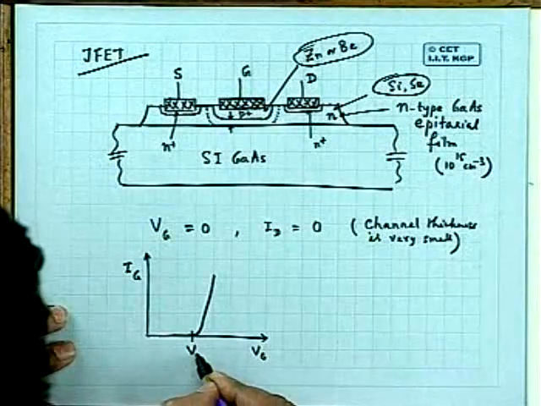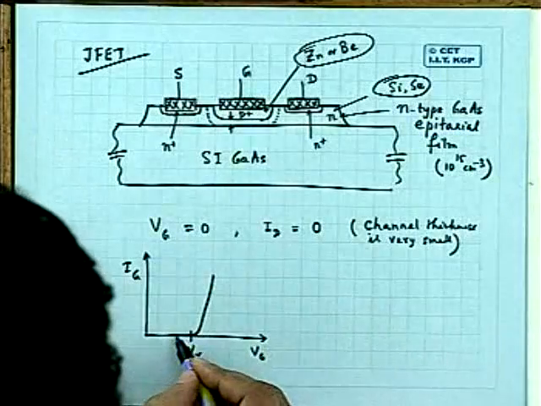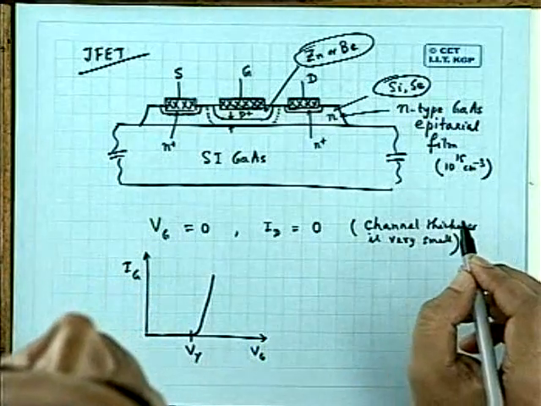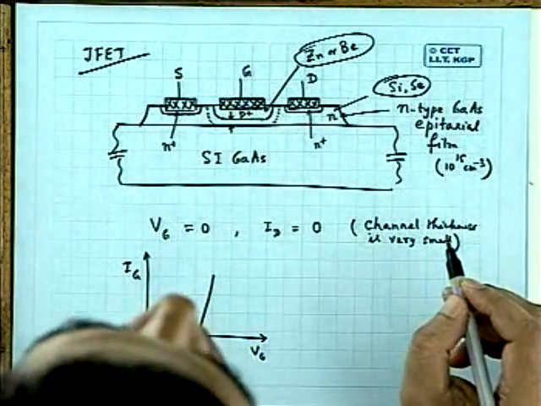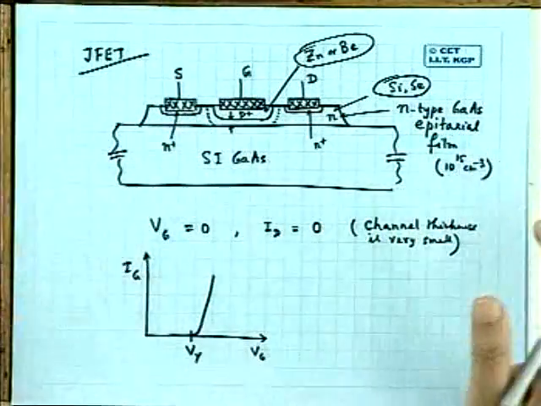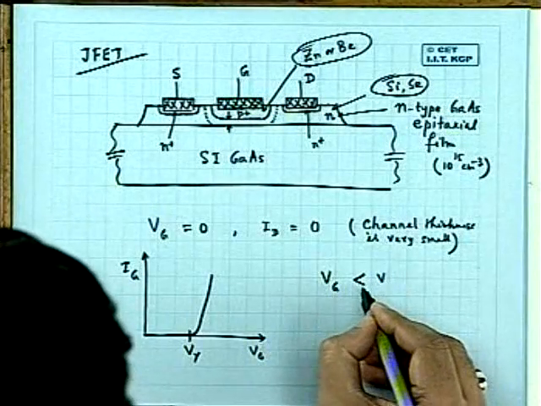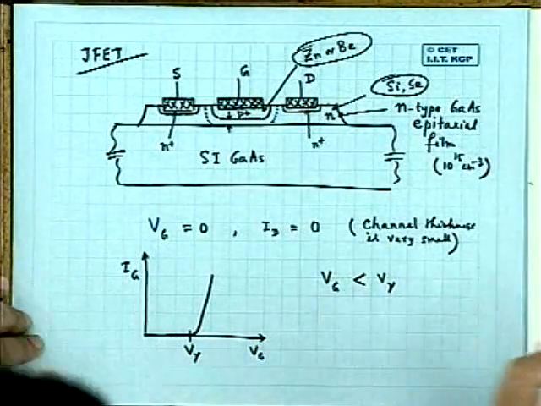This is the cut-in voltage. The forward bias should never exceed the cut-in voltage. If the forward bias by chance exceeds the cut-in voltage, the current will be large. In fact, in many cases, such JFETs or MESFETs, if you forward bias the junction, the device may be burnt off. So your Vg should be considerably less than V gamma.